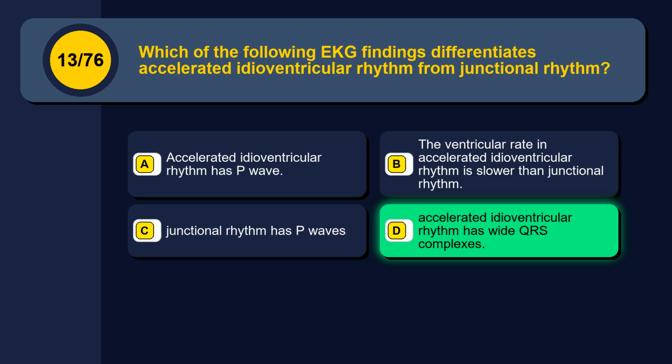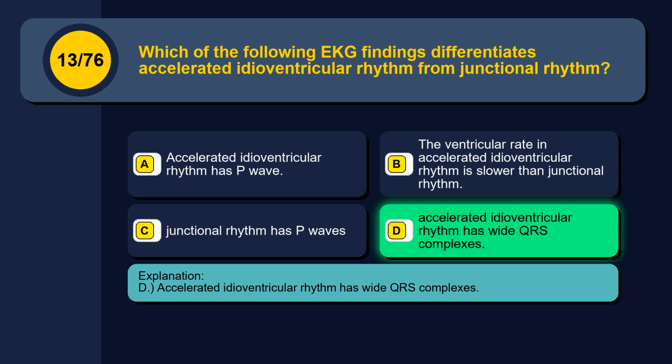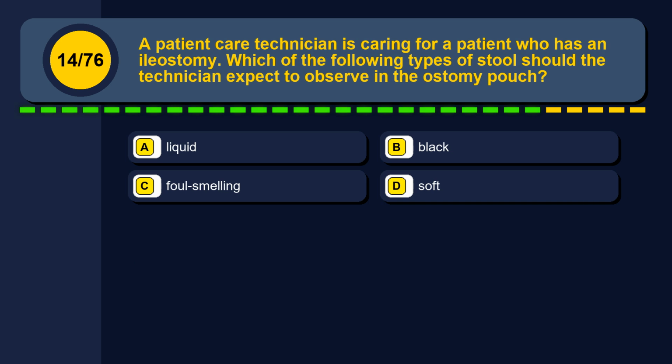The correct answer is option D, accelerated idioventricular rhythm has wide QRS complexes. Question 14. A patient care technician is caring for a patient who has an ileostomy. Which of the following types of stool should the technician expect to observe in the ostomy pouch? Option A, liquid. Option B, black. Option C, foul-smelling. Option D, soft.